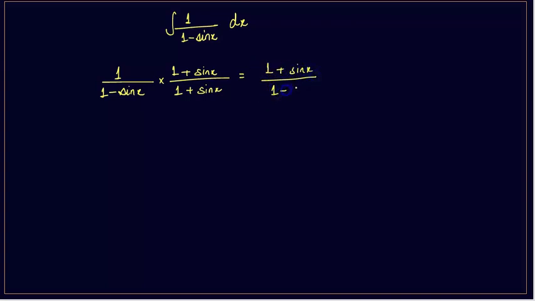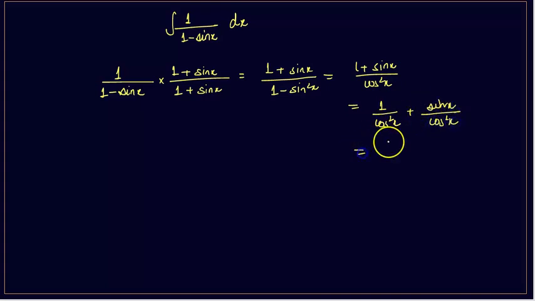x can be written as 1 minus sine square x. That can be written as 1 plus sin x upon cos square x. If you separate the value, you will write it as 1 by cos square x plus sin x by cos square x. And 1 by cos square x can be written as sec square x. Sin x by cos square x can be written as sec x into tan x.